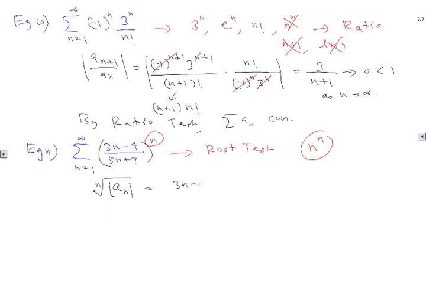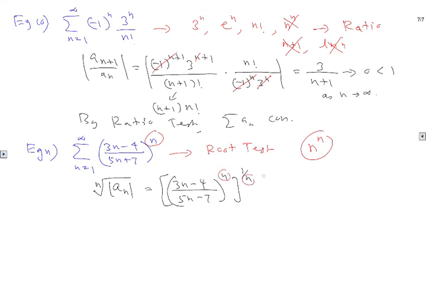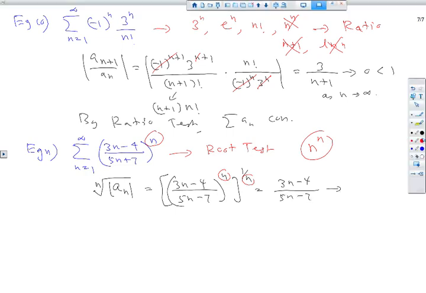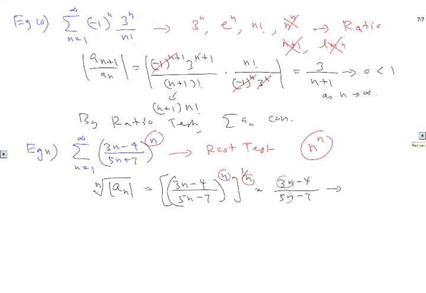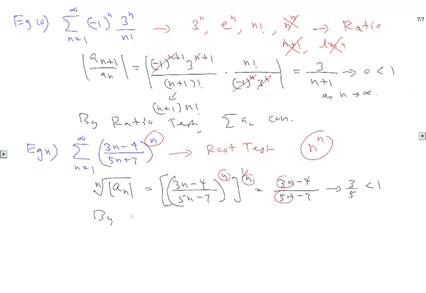So it is the nth root of (3n minus 4 over 5n plus 7) to the n power. With the nth power and nth root, you can see that they cancel. So you simply end up getting 3n minus 4 over 5n plus 7, which goes to the dominating terms. The dominating terms are 3n and 5n. Once you divide the two, you end up getting 3/5, which is less than 1. So that means converge. So by the root test, the original series converges.